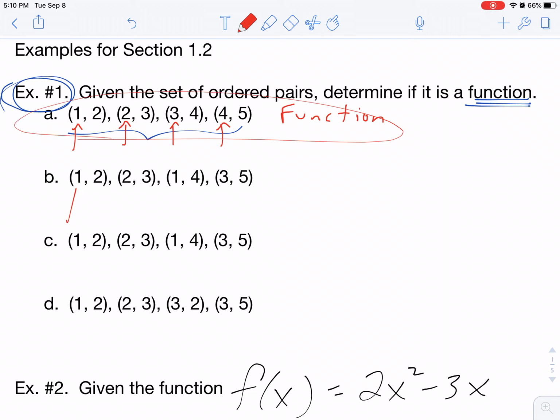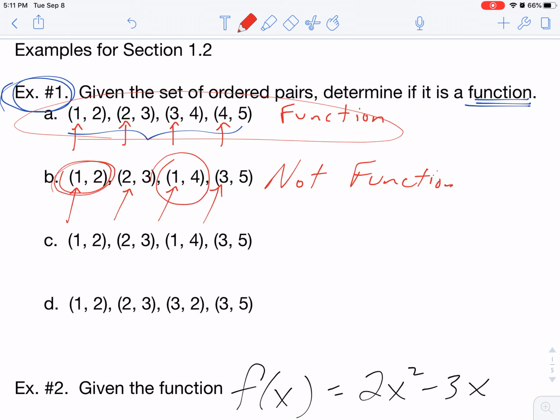The second one, and again, all I'm going to ask you to try to remember for functions, the basic definition is you can't have any repeated inputs. So this one is not a function, the second one. It's not a function because 1 corresponds to a 2, and 1 also corresponds to a 4. See how 1 is paired up with a 2, 1 is also paired up with a 4. So that indicates something that is not a function. That fails the definition.